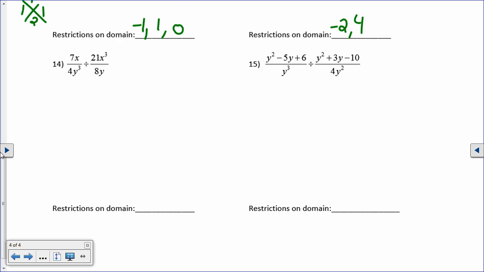Alright, I'm going to have you do the last 2 on your own. I'll come back around and put the answers up so you can check. So go ahead and try those last 2 on your own.